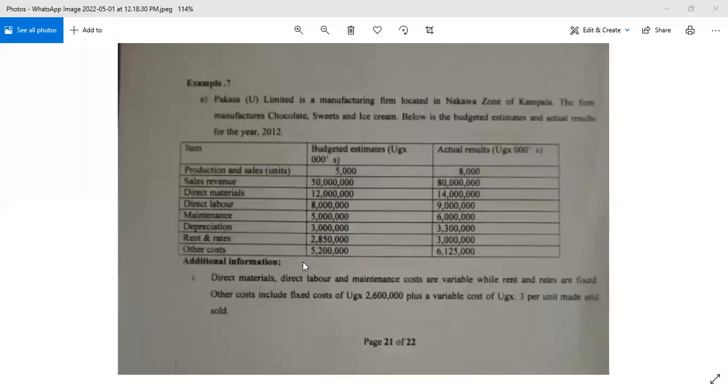Ideally, they wanted him or her to comment on the performance of the entity by just looking at your budget and your actual. What can you comment in terms of costs and variances? So what we do under cost accounting and management accounting is you look at your budget. In this case, they're giving us a budget of production and sales units. You have 5,000, and then you have revenues and expenses as they're here. Then you're given the actual, and when you check the actual, the production and the sales value is 8,000 in terms of units, and then you're given all these others.